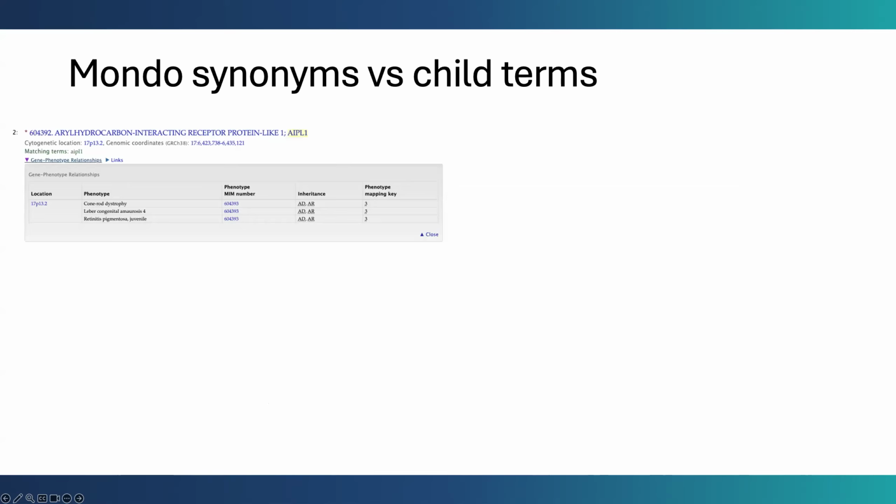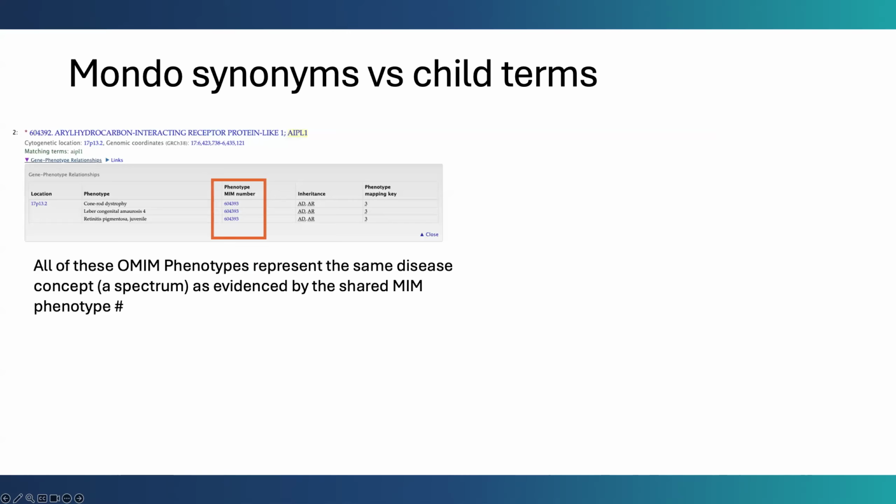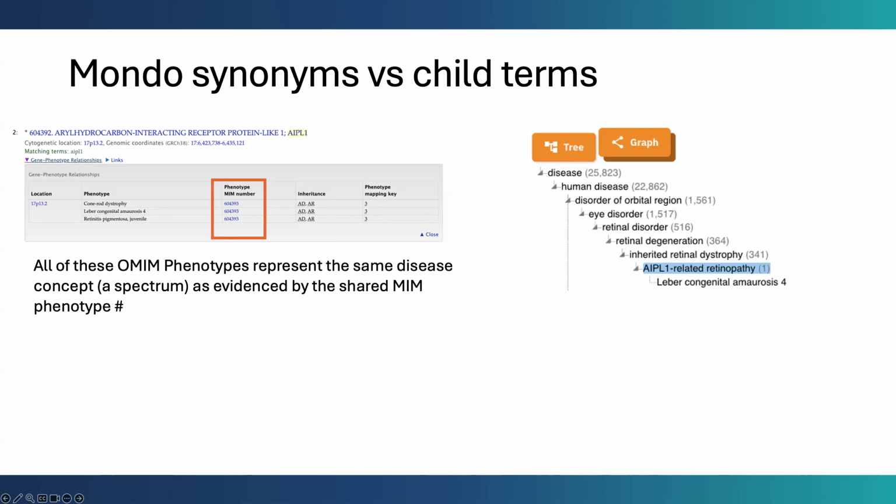Here's a different example. We've got the gene AIPL1. Now, what I want to point out to you is that on this OMIM page for this gene, there happens to be a MIM phenotype number. It's the same for all three of these phenotypes. That is OMIM's way of telling you it's part of the same disease spectrum. What we can see is that there's a Mondo tree with a new term, but it has LCA as a child term. This you do not want to do.